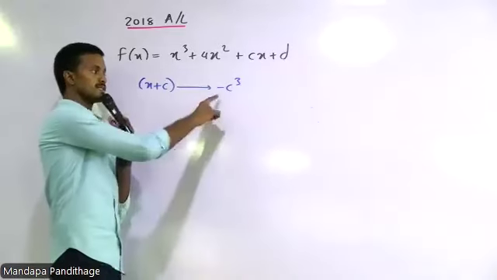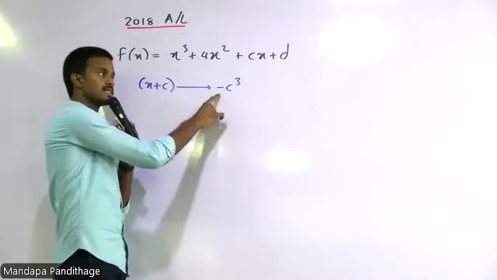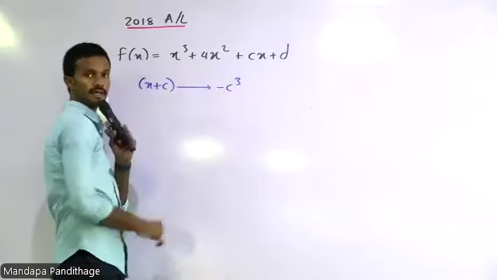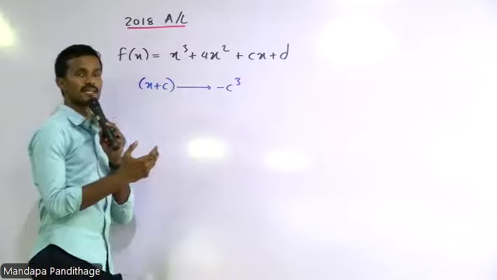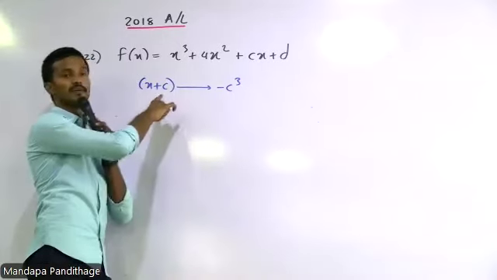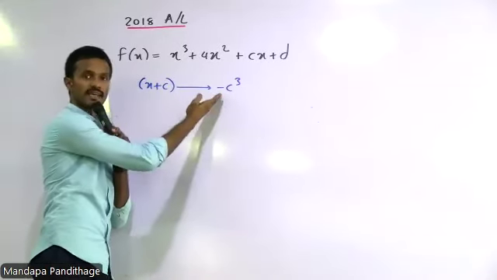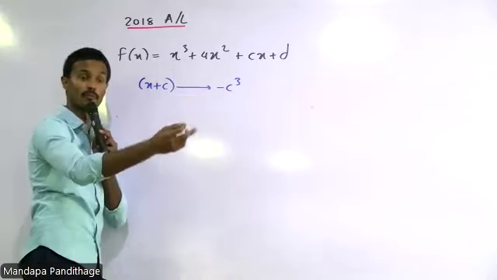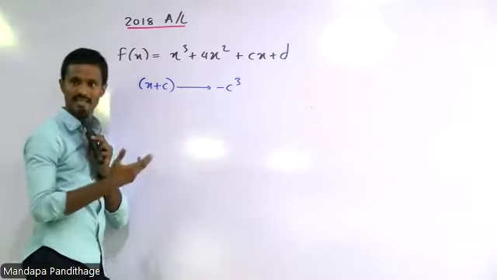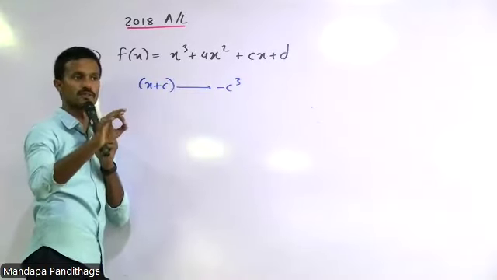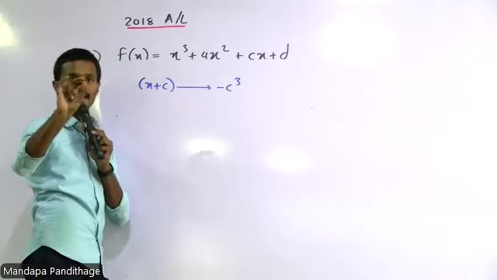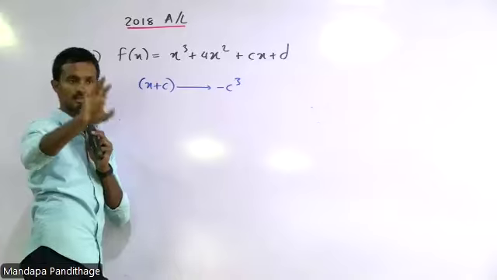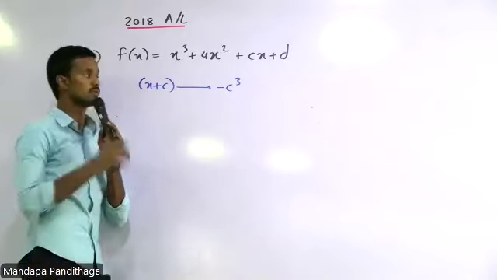So when the question says that the remainder is minus c cube, there is a reason why they have given this remainder. Would anyone think of making a question where, when divided by x plus c, the remainder is such an ugly remainder, minus c cube? No. So there's a reason. Always keep in mind, if the data is something weird or unusual, there is a reason they have given it. So I'll show you the reason.